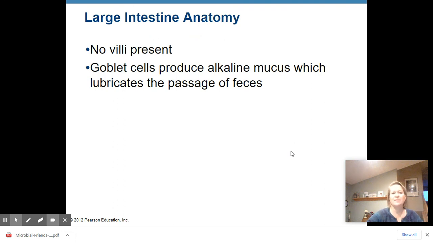Some facts about the large intestine: it has no villi because its goal is not to absorb any food. All the nutrients have been removed from the food at this point. It has goblet cells. Goblet cells produce mucus. Mucus is alkaline, so any leftover acidity from the process is going to be neutralized. And it also lubricates so it's not so hard to poop.